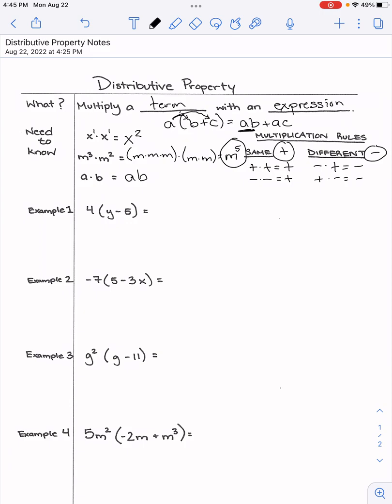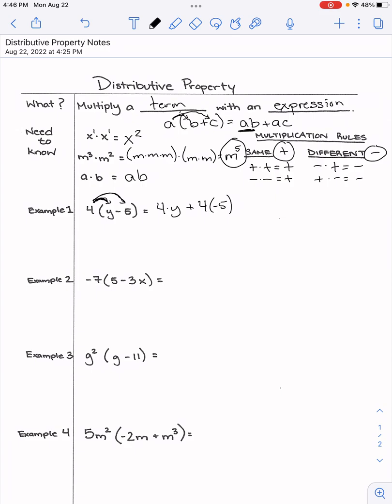All right, so let's get to our examples. We're going to start from easy to hard, if you want to think about it in those terms. So first thing here, we have 4 times y and 4 times a negative 5. Or you can think of this as subtracting 5. I'm going to write it out. So 4 times y from here. And then 4 times a negative 5, so I'll put plus 4 times, and I'll put negative 5 in parentheses since I don't want to confuse this with 4 minus 5.